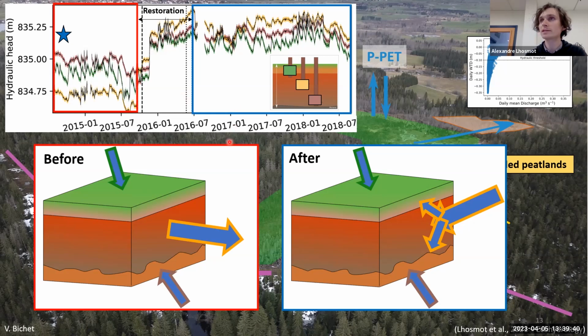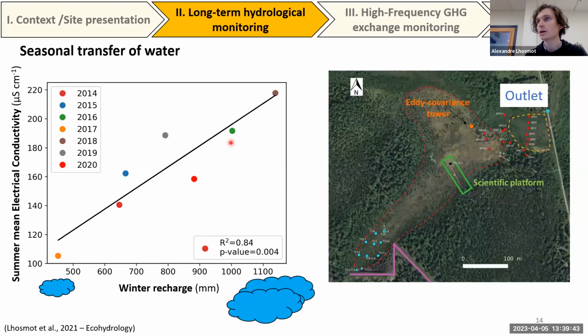In addition to this hydrodynamic data, we also monitored the electrical conductivity at the outlets of the peatland. Here this graph shows the mean summer electrical conductivity as a function of the previous winter recharge of rainfall. You can see a strong positive correlation, and we interpreted this graph as a question of seasonal transfer of water, as electrical conductivity is a proxy of water-rock interaction and water mineralization.